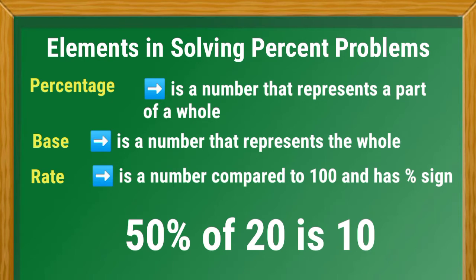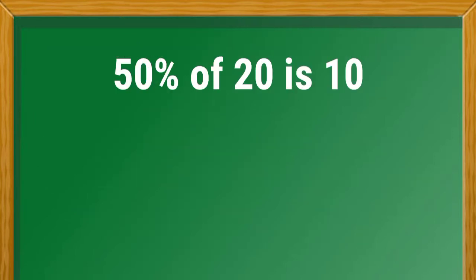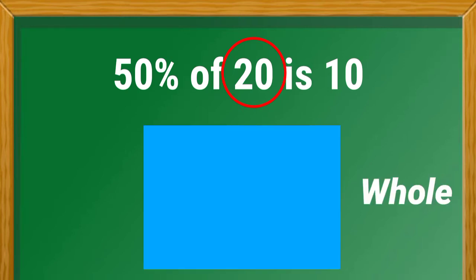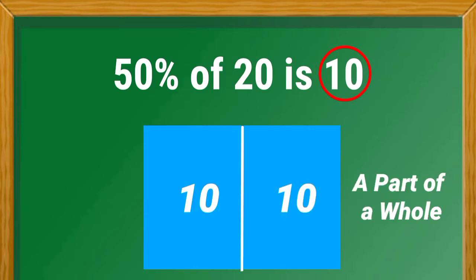Example, 50% of 20 is 10, in which 50% here is the rate, 20 is the base, and 10 is the percentage. We sometimes get confused about the difference between the base and percentage. Based on this, 50% of 20 is 10. If we are going to understand, 20 here represents a whole, while 10 here represents a part of a whole.